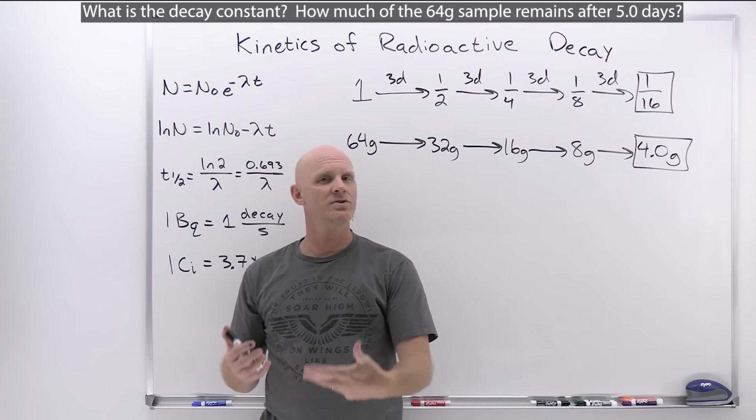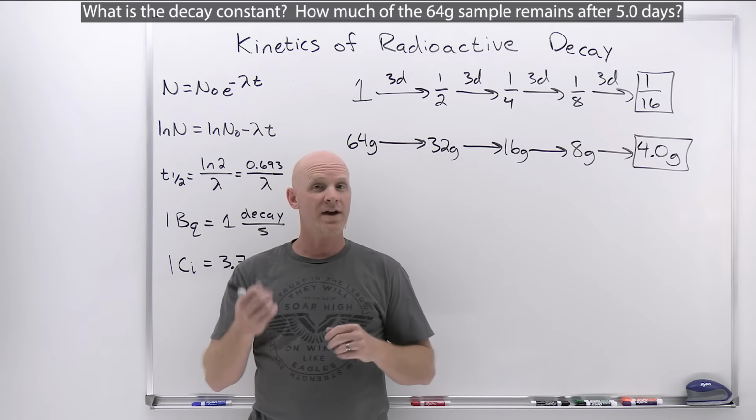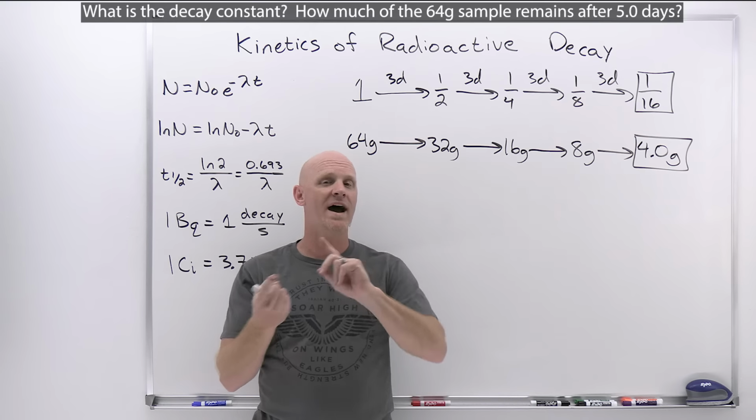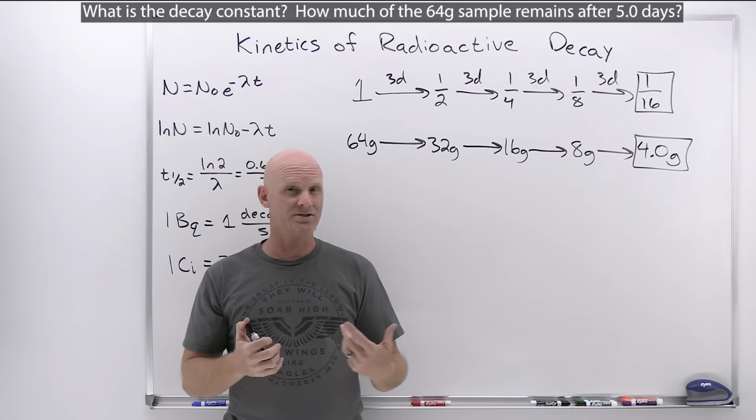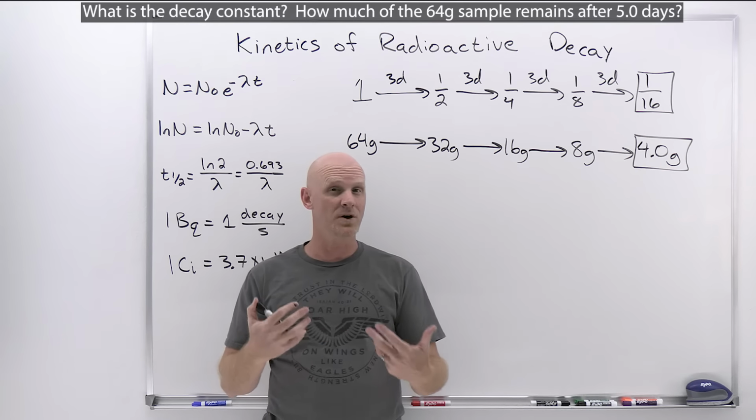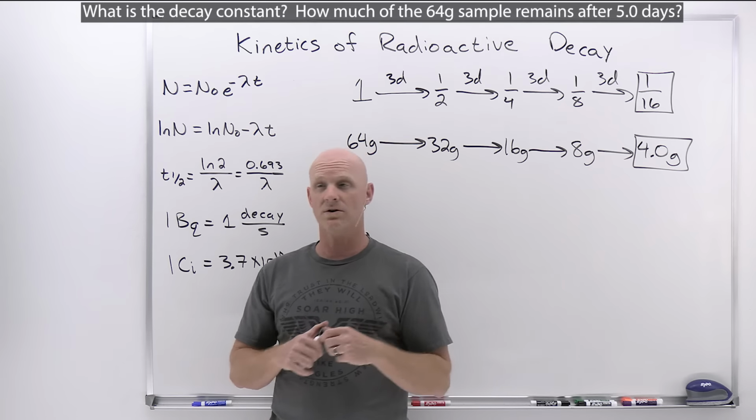Now, it turns out for any given radioactive nuclide, they will have 2 characteristics that define them. So a half-life and a decay constant. Well, and it turns out those are mathematically related to each other. So you don't actually need to be provided with both. If I give you one, you can actually solve for the other.